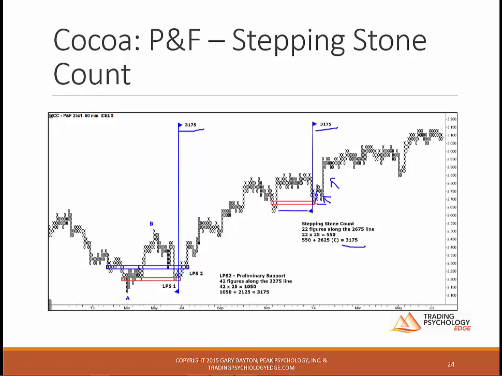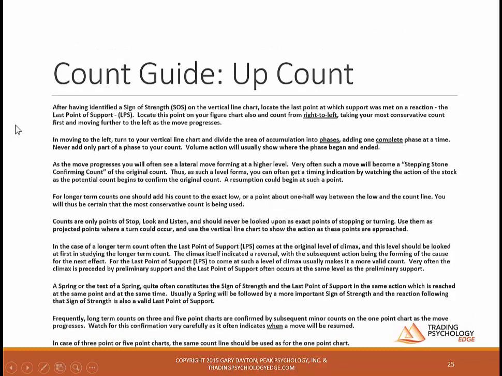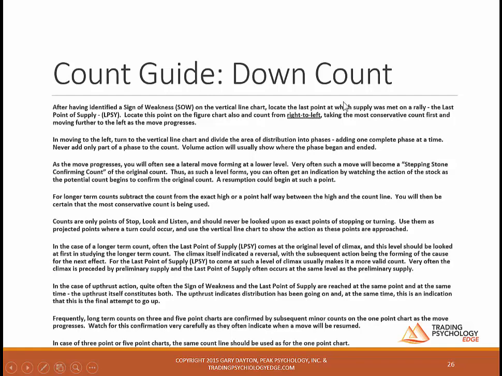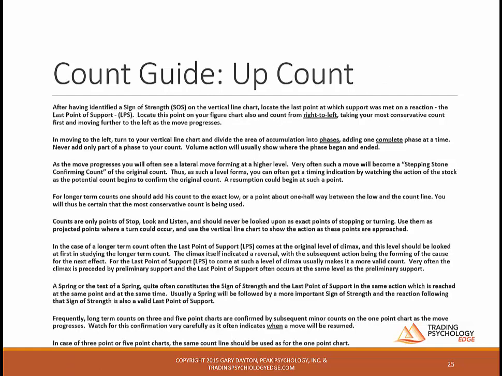All right, so let me just check my slides here, see where I am on all of this. Yeah, so here's the full count guide, both up count and down count here. The complete count guide is written. As I said before, the up count and the down counts are just mirror images of one another. They are exactly the same, except we're looking for signs of weakness rather than signs of strength. And instead of a last point of support, we're looking for a last point of supply.